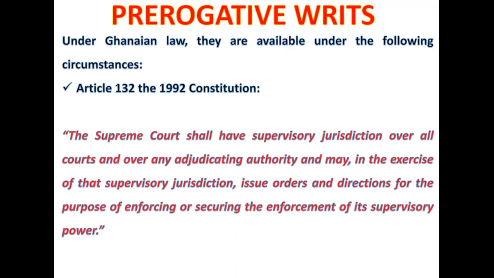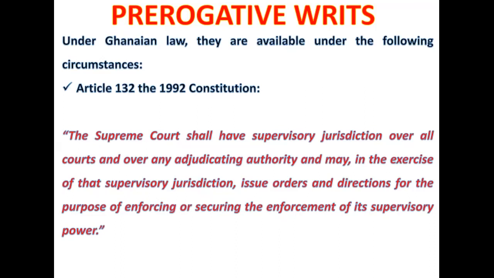Quote ends. Now take a critical look at Article 132 of the Constitution. It says the Supreme Court is given supervisory jurisdiction, and it's against whom? It's against all courts and over any adjudication authority. So if it's over all courts and any adjudication authority, Article 132 further says that, in the exercise of that supervisory jurisdiction, they can issue such orders for the purpose of enforcing the supervisory power that they've been given.